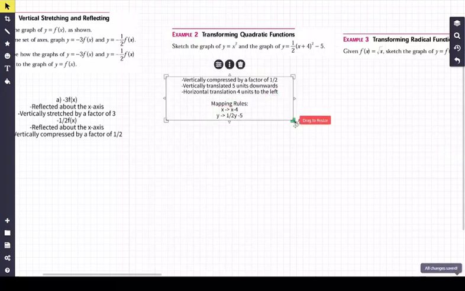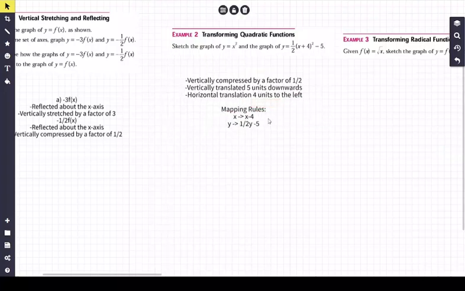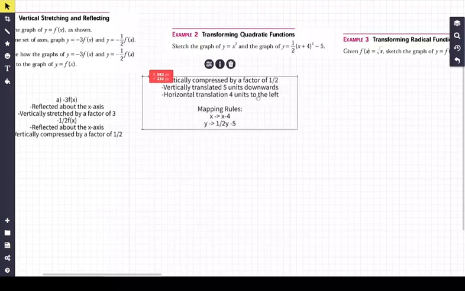And we're going to use this mapping rule. For example, originally my point was 0, 0. I'm going to use this mapping rule to become 0 minus 4, so -4, and then 1/2 times 0, which is 0, minus 5. So -4, -5 is now my new vertex. We can use this.